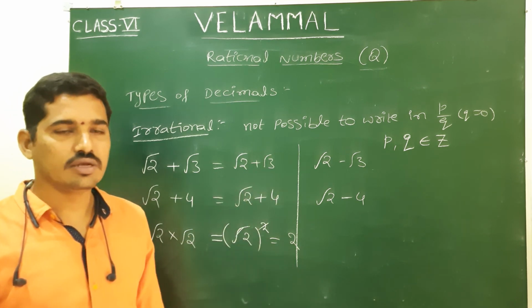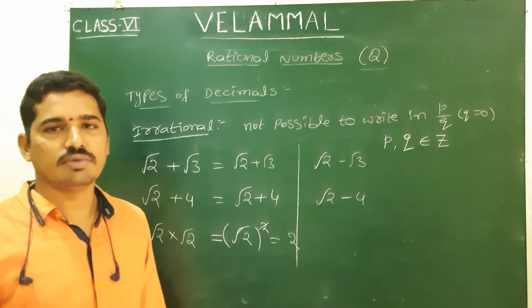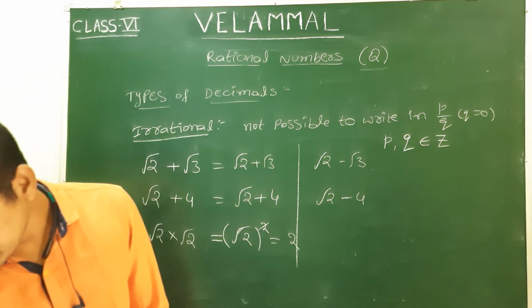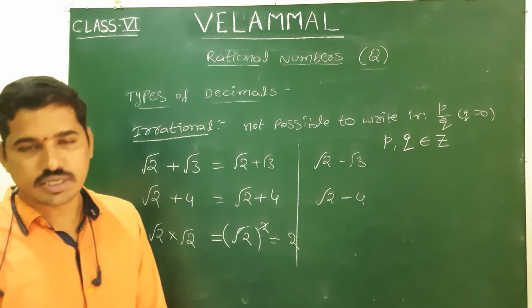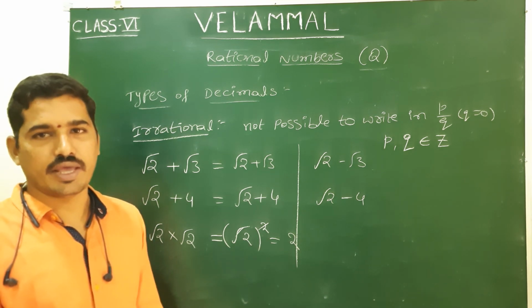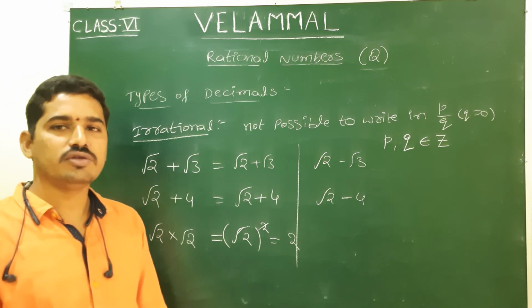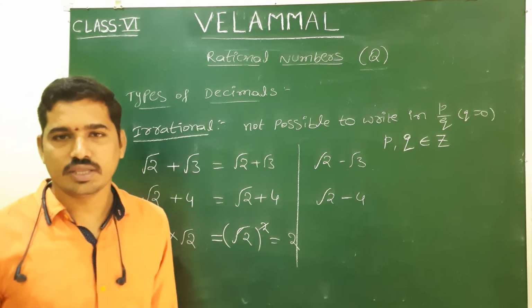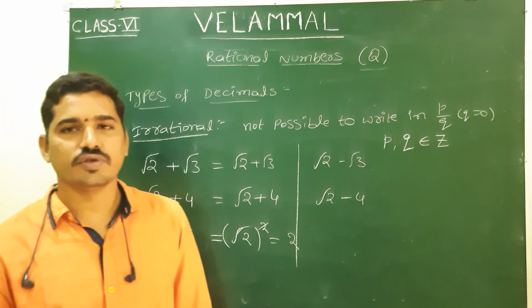So we will call such square root numbers irrational. Some other values are there, like signs such as pi. Those constant values are also called irrational numbers. Okay, this is the concept of irrational numbers we have, children.